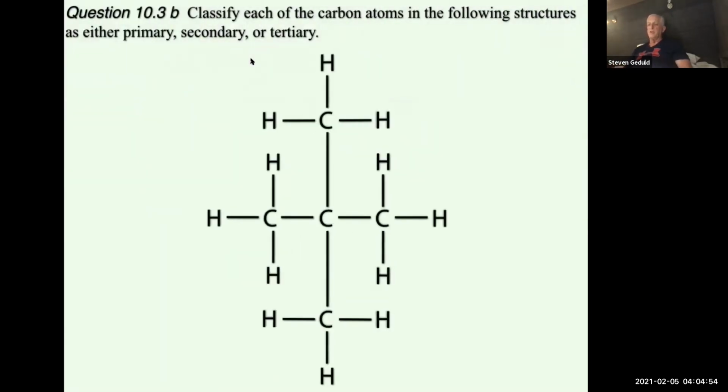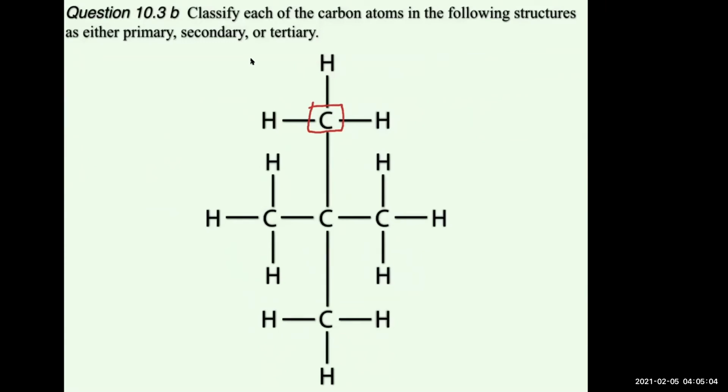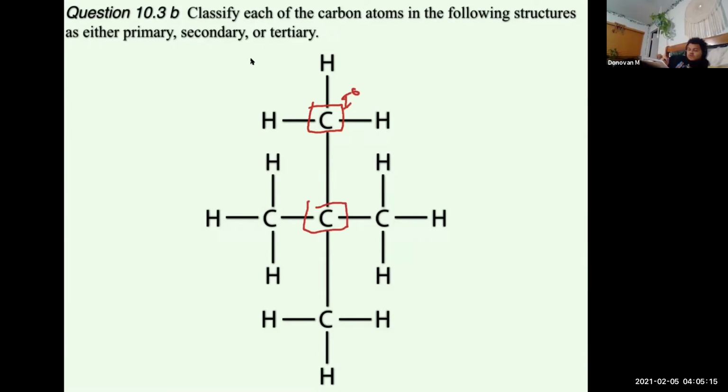This structure, classify each carbon. Let's take this one here. Primary, secondary, tertiary. Primary. There's 1 carbon attached. This carbon, tertiary. Actually, that has 4 carbons attached. So that actually breaks the rules. That's a quaternary. There's primary, secondary, tertiary, or quaternary in this case, because that one has 4 carbons attached to it.